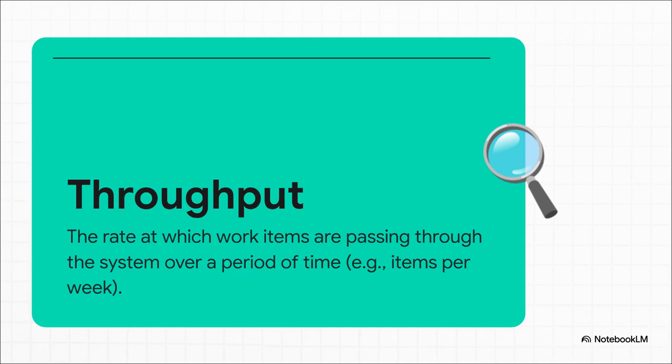Okay, next we have throughput. You can think of this as your team's horsepower, right? It's the measure of your delivery rate. It's how much valuable work you're actually getting done and shipping out the door over a certain period of time.